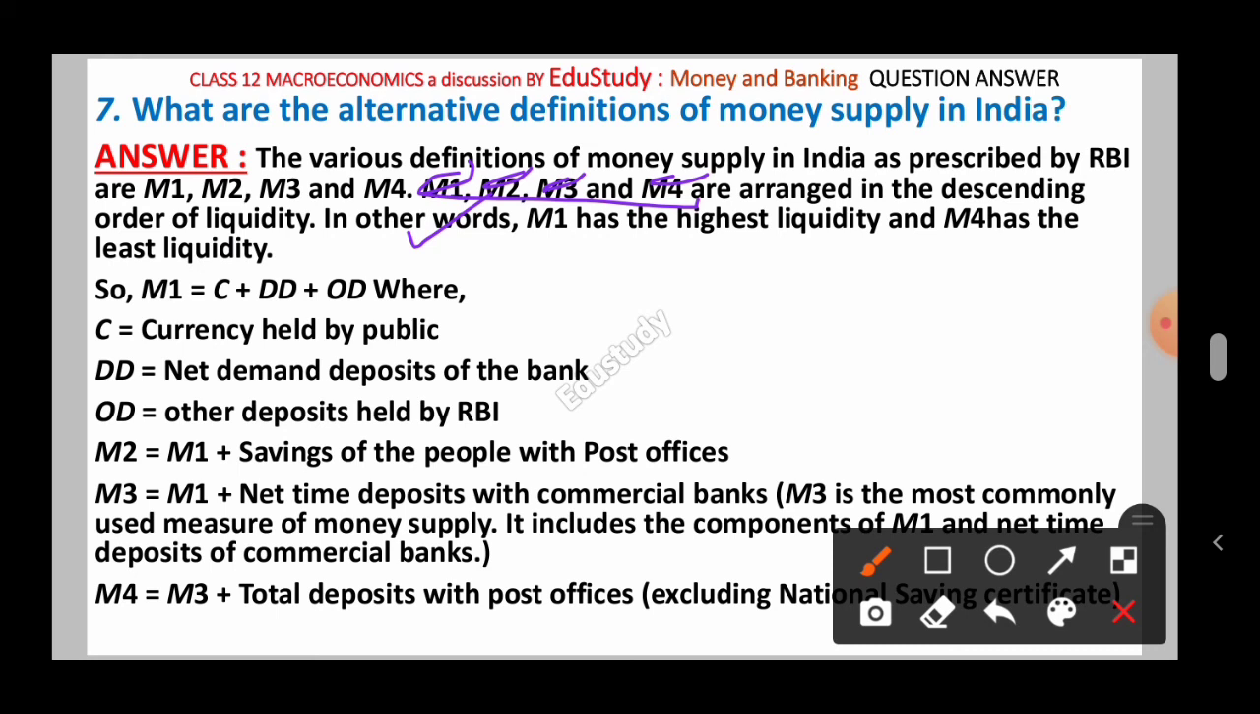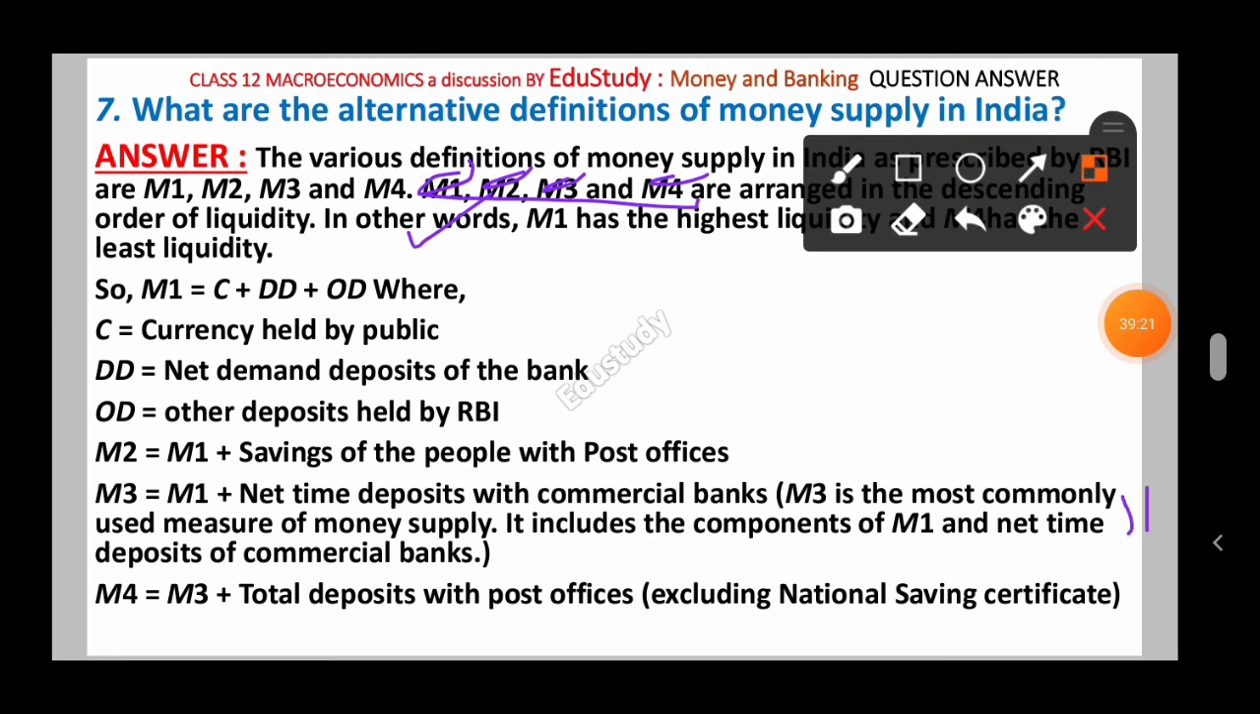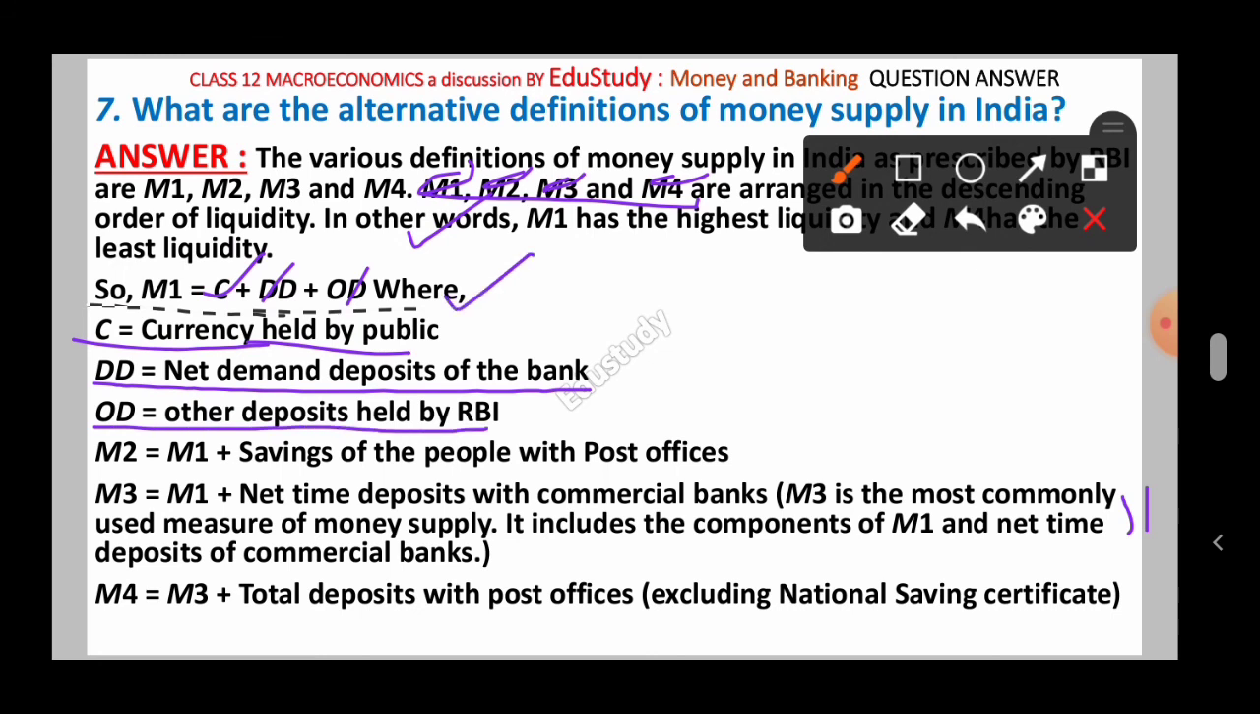So what is M1, what is M2? Let's come to this point. For M1, here M1 equals C plus DD plus OD. C means the currency held by the public, DD means net demand deposits of the bank, and OD means other deposits held by RBI. So this is the formula for M1, and these are the components of M1, that is C, DD and OD.